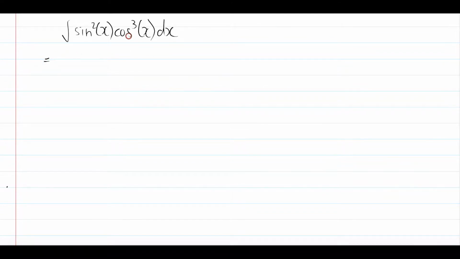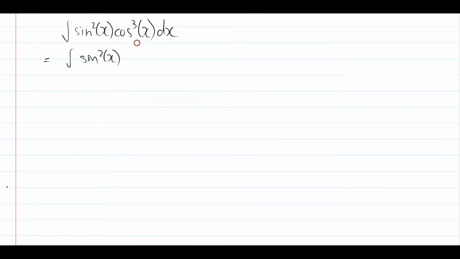In this case, when you've got two functions and one of them's odd, one of them's even, if you've got two evens, check out my other video where I do sine square x, cos square x. If it's just odd and even, then the odd power takes priority. So in this case, you work with the odd power first. Leave sine square by itself.